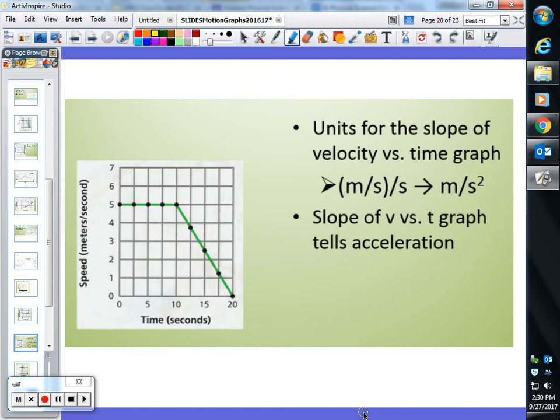Starts at 5 meters. Stays there for 10 seconds. No, it stays at constant speed. Yes. Speed is constant. Listen to him on this one. Going 5 meters for 10 seconds. That slows down.